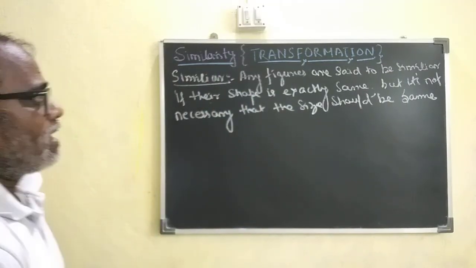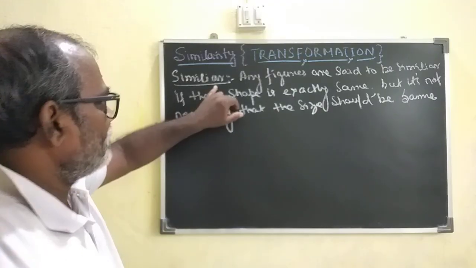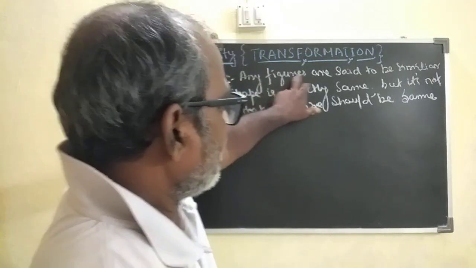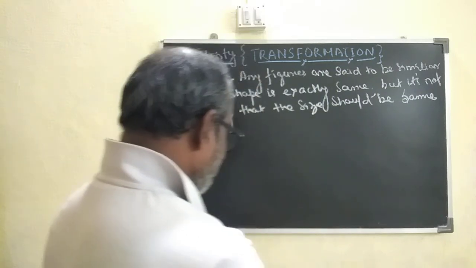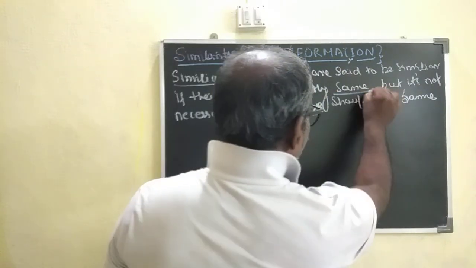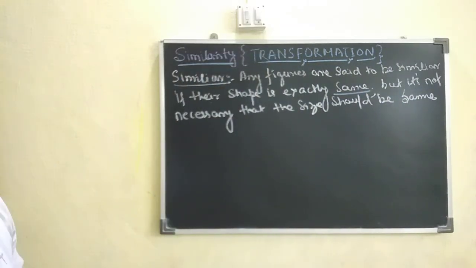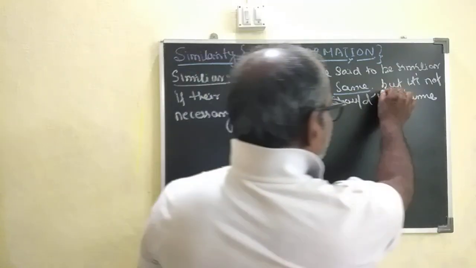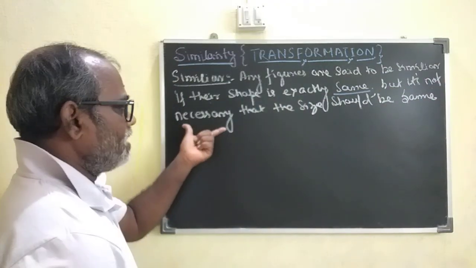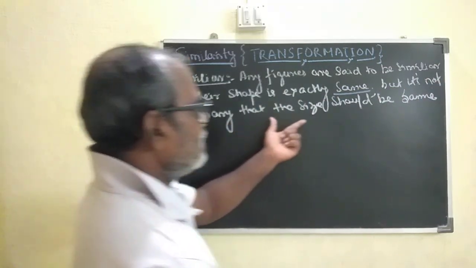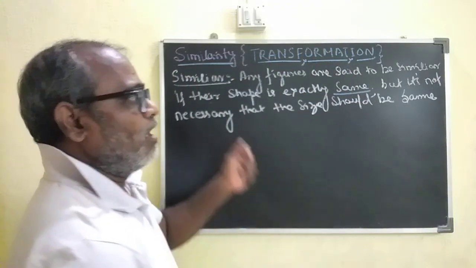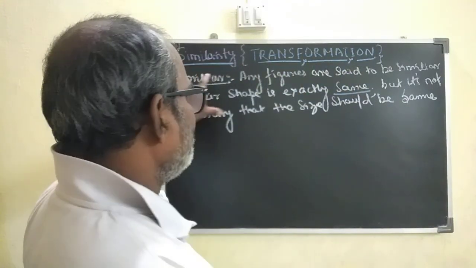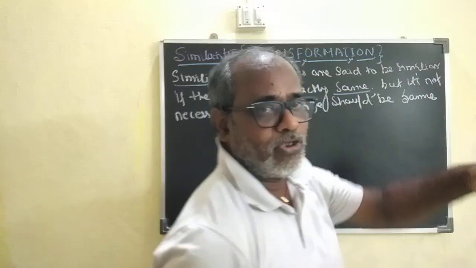We already learned in earlier classes what similar is. Similar means any figures are said to be similar if their shape is exactly the same. If the shape is exactly the same, then we can say that the figures are similar. But it's not necessary, I have written here, that the size should be the same. The definition might differ from your actual textbook, but the meaning is the same.